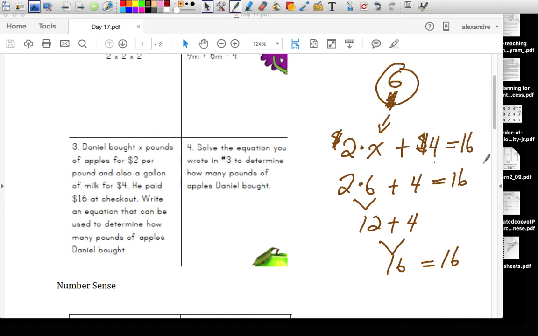Okay. So you initially had to write the equation. $2 times the number of pounds that he bought plus $4 for the milk gives you $16. So how many pounds did he buy? He bought 6. Okay.